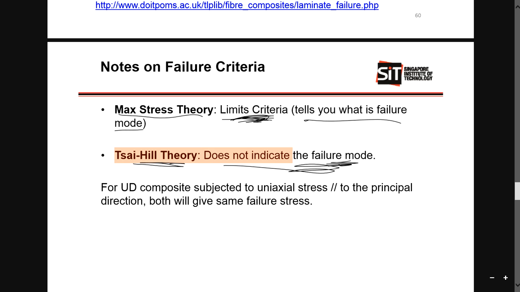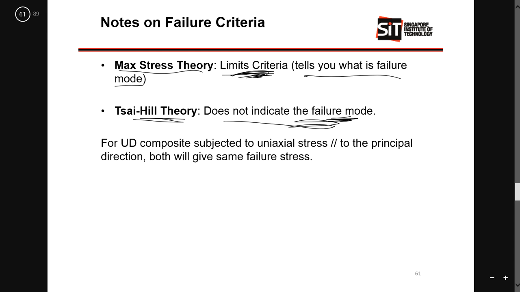Alright, this will give you roughly the idea of when the failure will initiate. So Max Stress Theory gives you the distinct limit, while I think Tsai-Hill theory gives you when we will initiate. Okay, hopefully this is pretty clear.